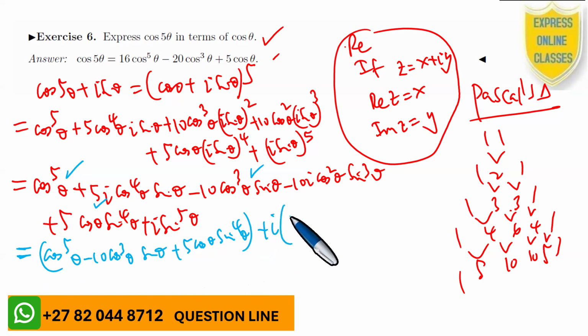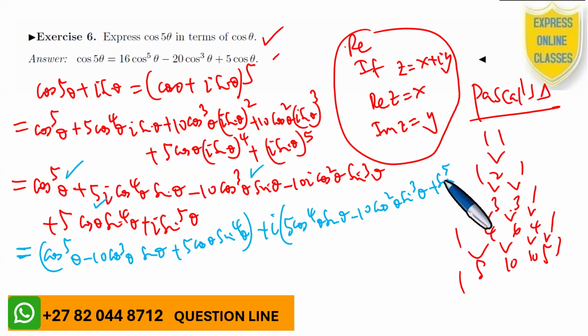Plus i cosine to the power 4 of theta sine theta, minus 10 cosine squared of theta sine cubed theta, plus the sine to the power 5 of theta.